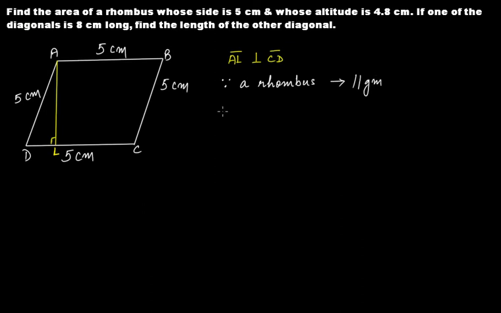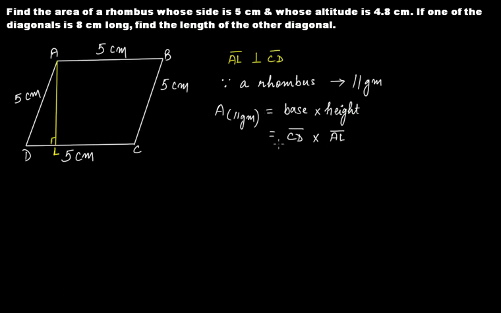And the area of a parallelogram is given by base multiplied by height. In this case, base is what? CD, and height is what? AL. Right? This is the formula to calculate the area of a parallelogram. But since a rhombus is also a kind of parallelogram, therefore this formula will be applicable to the rhombus as well.